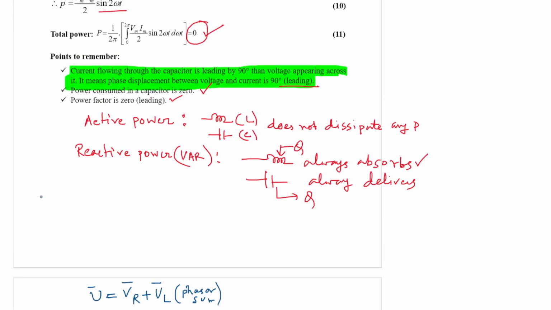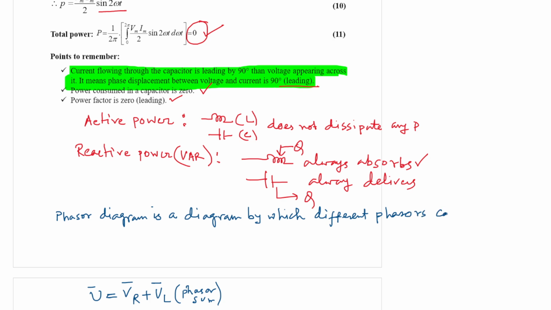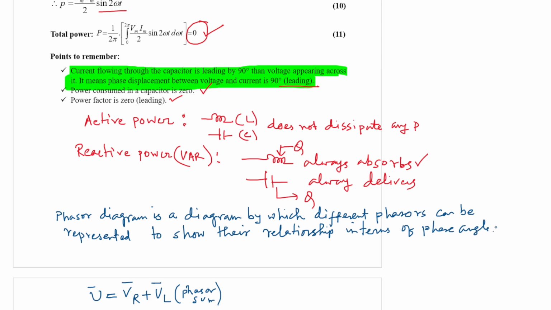So a phasor diagram is a diagram by which different phasors can be represented to show their relationship in terms of phase angles. So this is the phasor diagram.